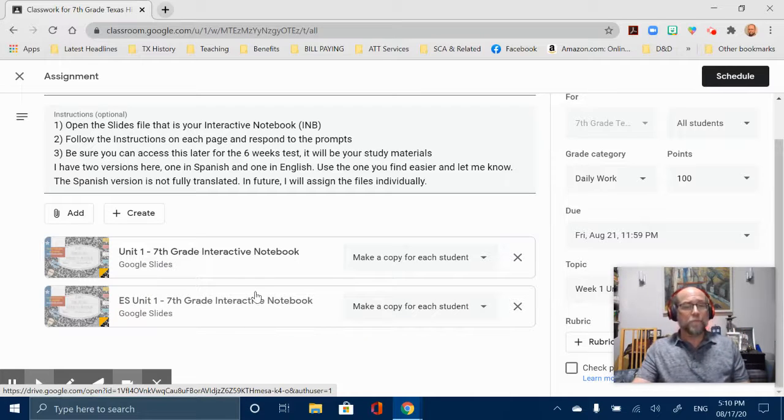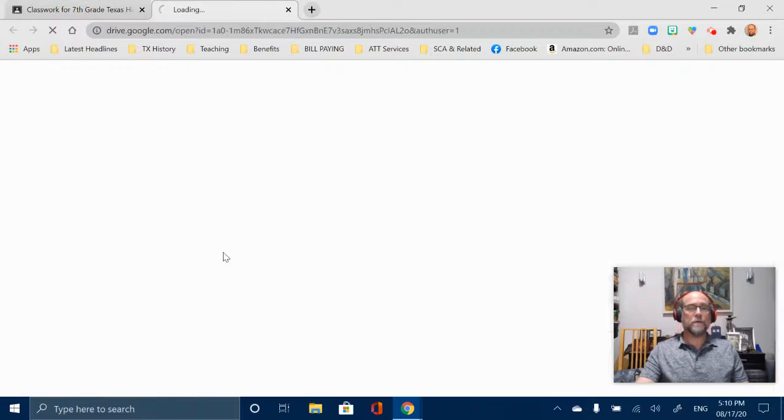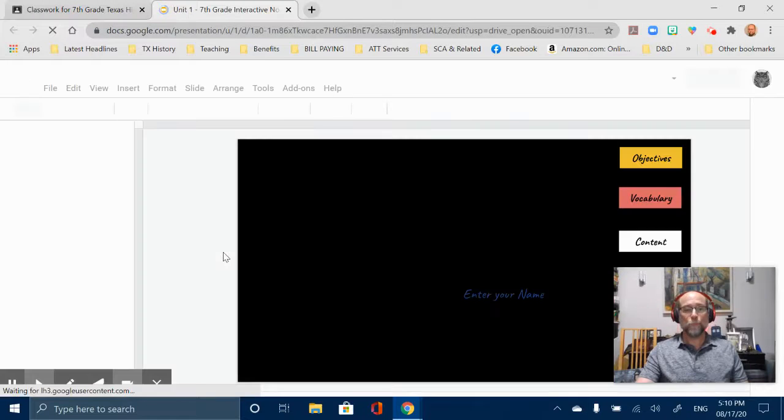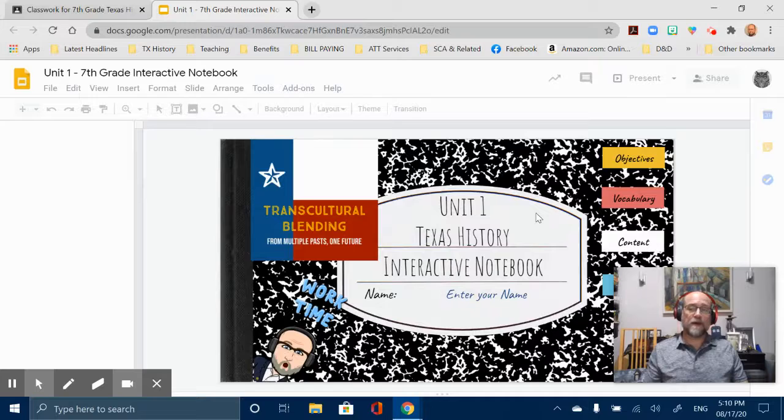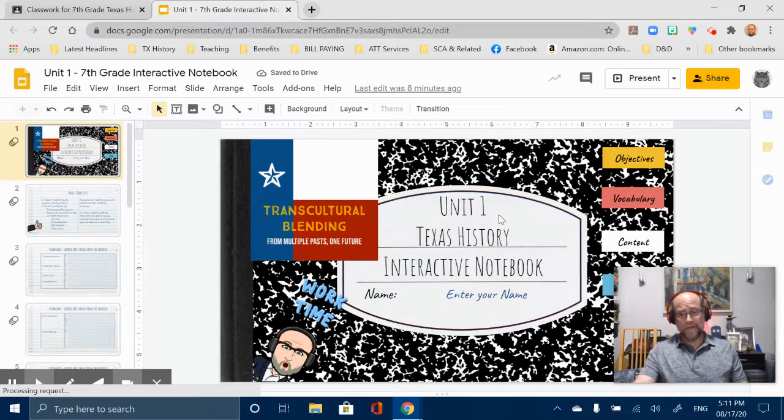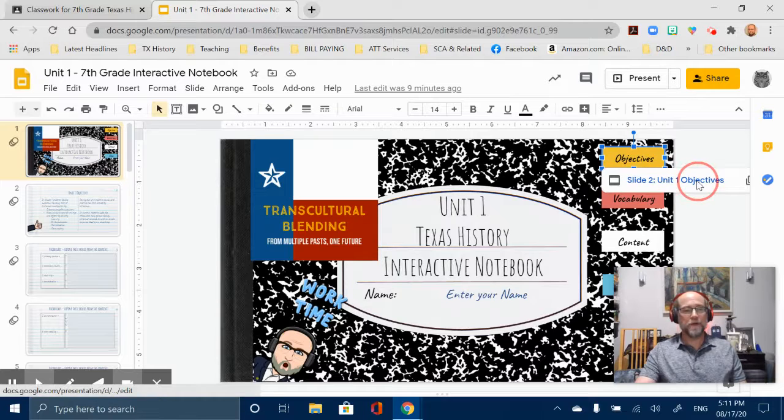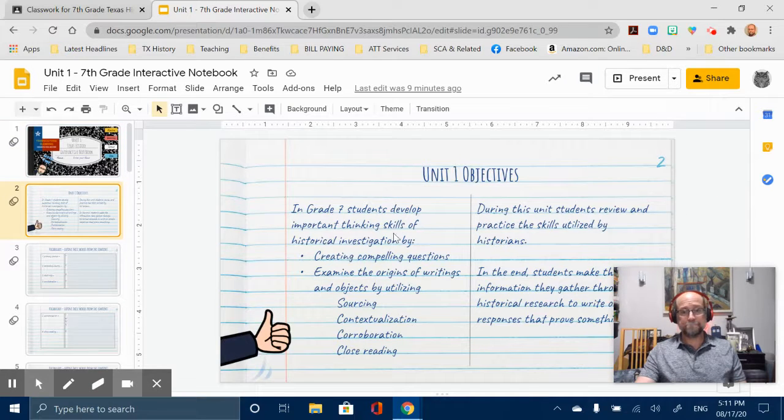Okay, so the first thing we're going to do, of course, is open the slides file. I made it look as much like an interactive notebook as possible because I figured that would be easier for you guys. You'll enter your name here. Now, over here on this side, I actually have links so you can get to places in the notebook. For starters, there's the objectives page. It shows you what all you need to make sure you're understanding.